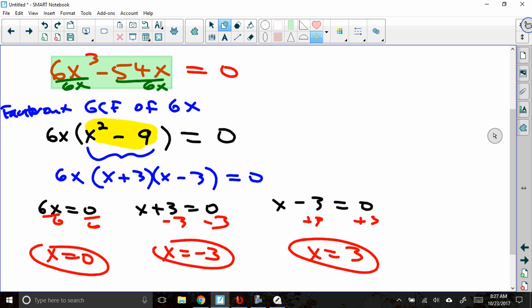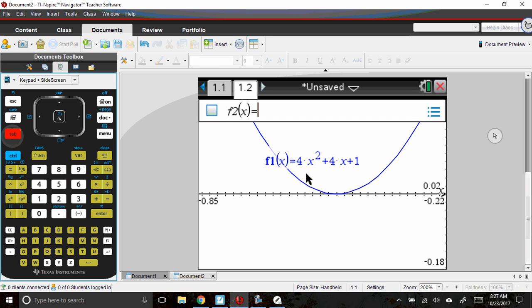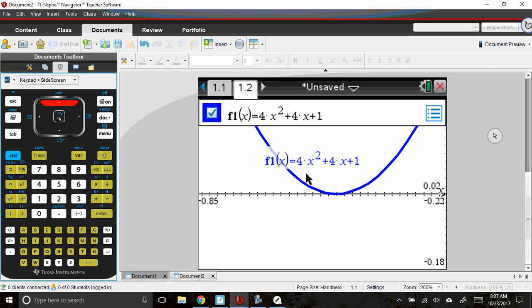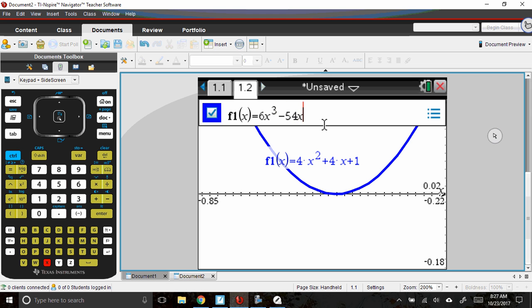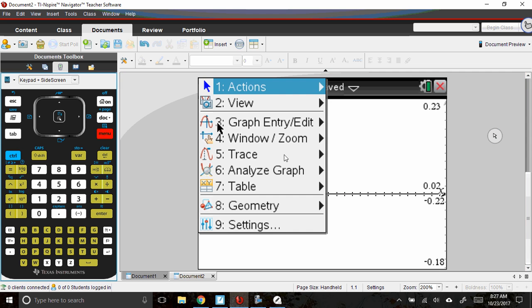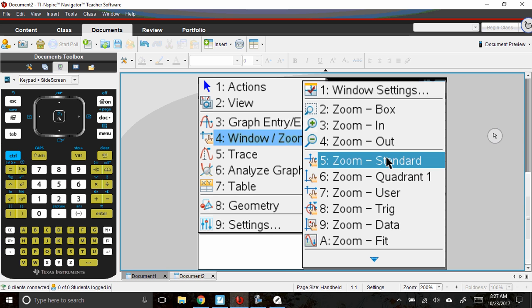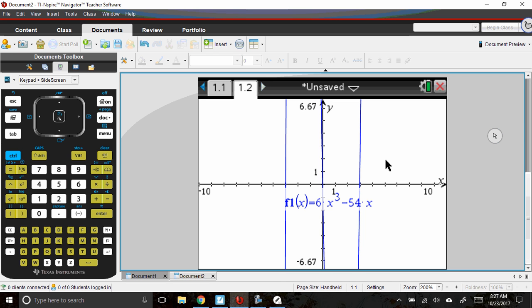I could actually solve that by graphing. If I go ahead and hit Tab, maybe the calculator doesn't want to do anything else. 6x cubed minus 54x, I go ahead and graph that. I'll get my window back to where it should be, and I can see my 3 answers. Hopefully you can see the 3, negative 3, and 0. You see them on the graph?